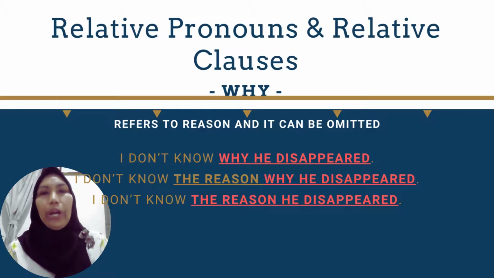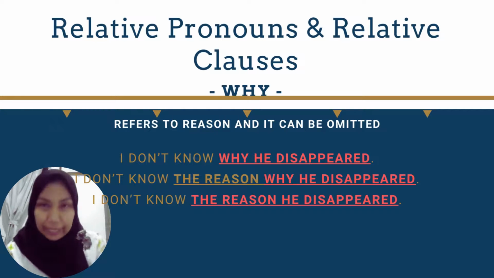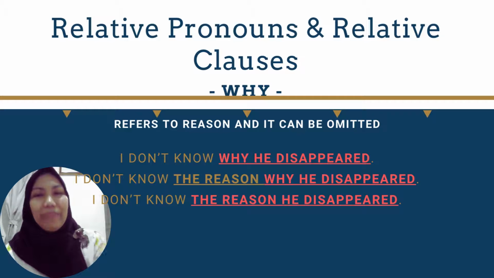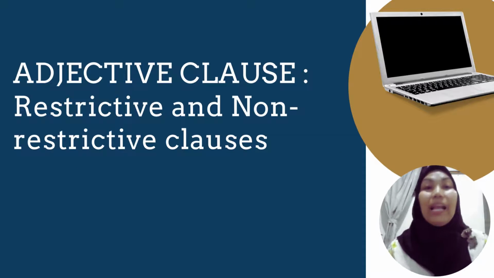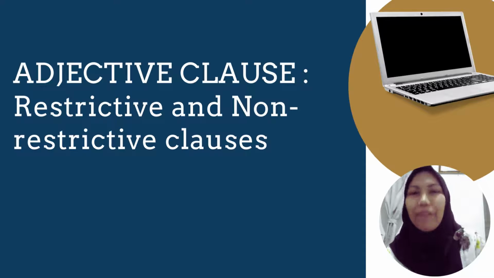Why is another relative pronoun. It refers to a reason and it also can be omitted. For example, I don't know why he disappeared. Or I don't know the reason he disappeared. Now let us talk about the use of adjective clauses and differentiate restrictive and non-restrictive clauses.